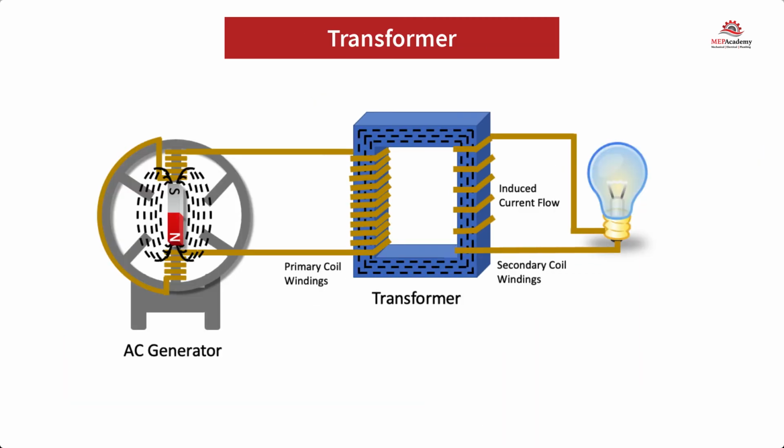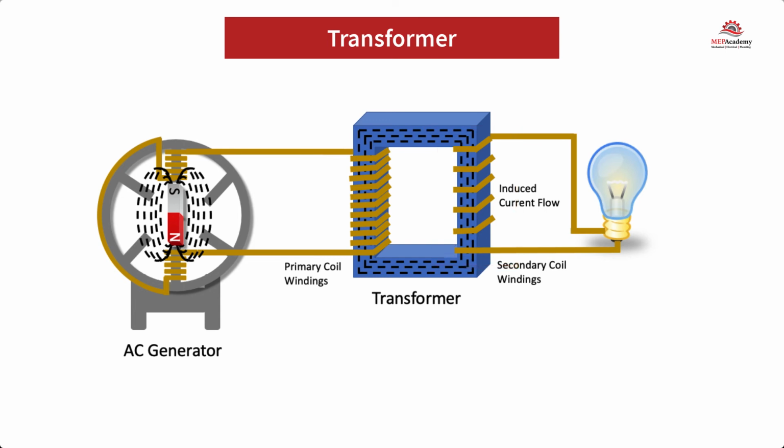A transformer receives electric power in its primary windings and transforms it into electric power in the secondary windings of the same frequency. The voltage can be increased or decreased, but will have a proportional decrease or increase in current.